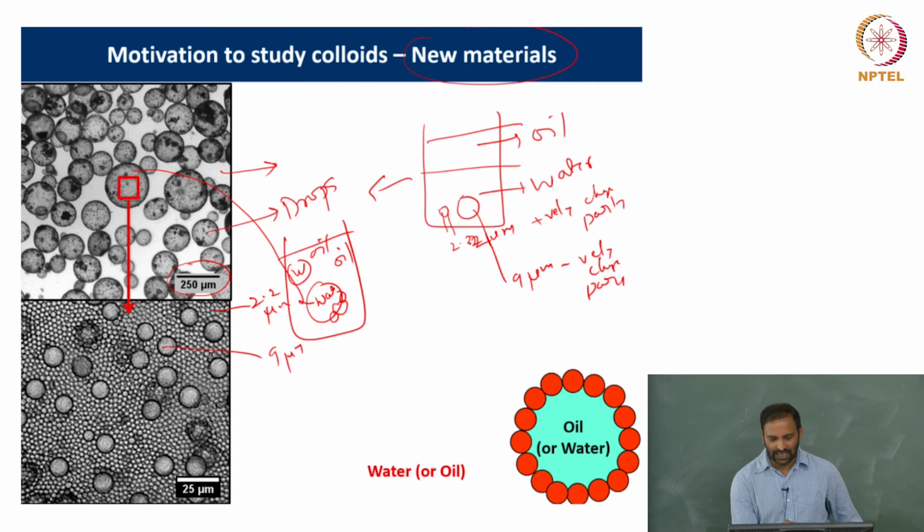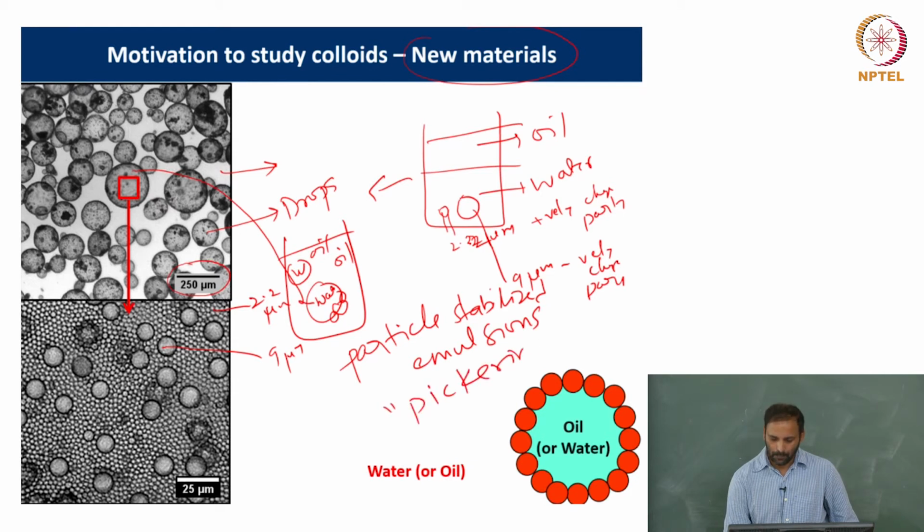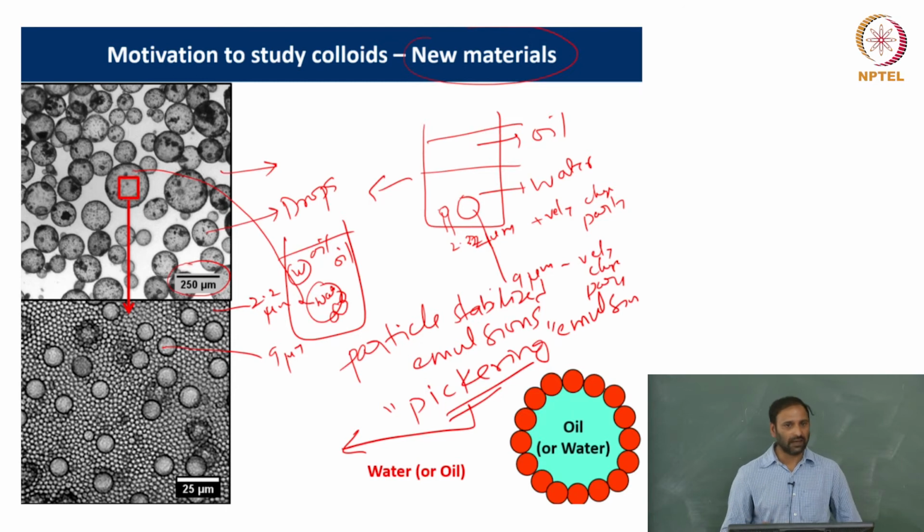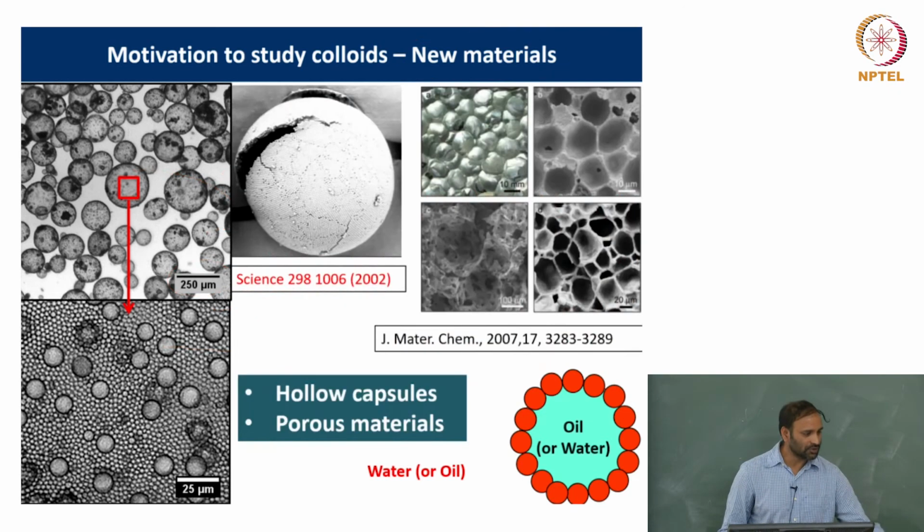So this is an example of what are called particle stabilized emulsions, also called Pickering emulsions. Pickering, because Pickering was a scientist who found this for the first time in the 1900s. Now you can ask me what is the use of such things. So I'm going to show some examples.